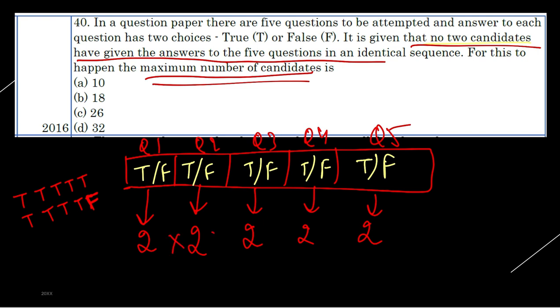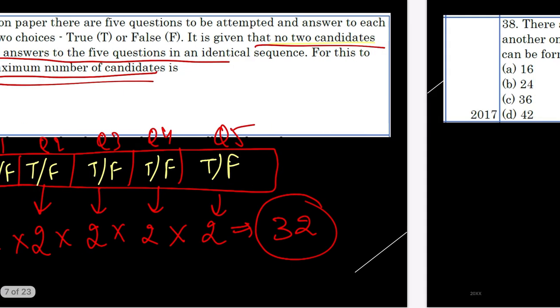So all are dependent answers, 2 into 2 into 2 into 2. So a total of 32 patterns of answers could be formed. So the answer is 32, right? I hope this is clear. Moving on, very basic question, just the counting principle, that how many ways you can fill question number 1, question number 2 and then multiply all.